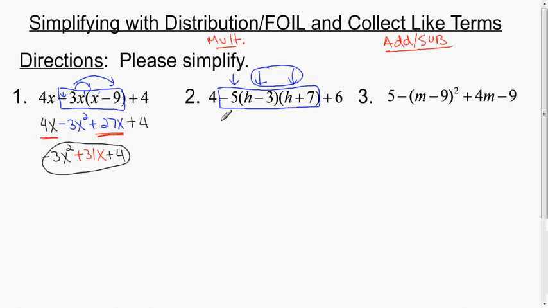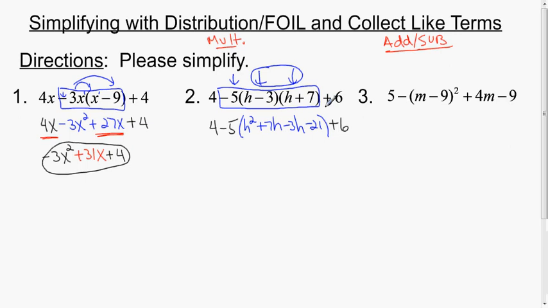So for right now, I'm just going to pull down the 4, pull down the negative 5, and in blue, I'm going to do this FOIL problem here, which is h times h is h squared, h times 7 is 7h, negative 3 times h is negative 3h. Negative 3 times 7 is negative 21. And then pull down my 6.